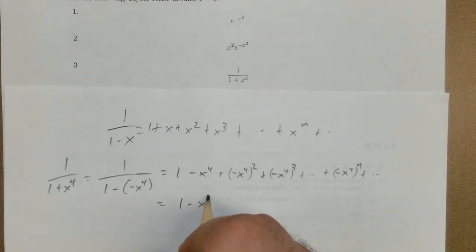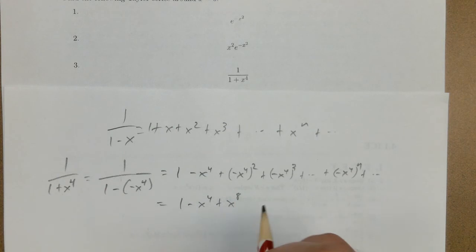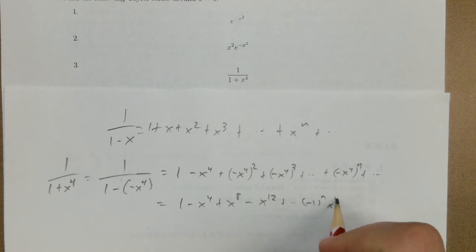So this is alternating. And it's basically power every 4th power of n, x to the 12. And then in general, it's going to be minus 1 to the n, x to the 4n.